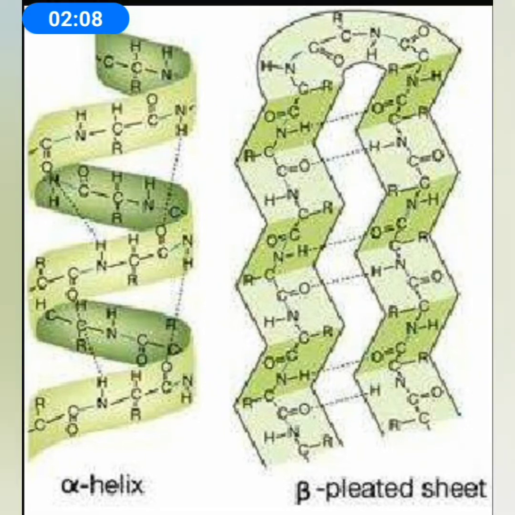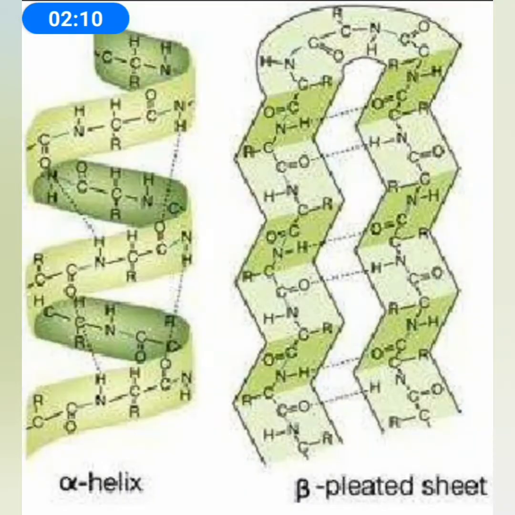Let me show you again here. Suppose this is one sheet, the first sheet here, this is the second sheet, then the third sheet. It's like when you fold a paper and then open it again, it will look like this. The way these beta sheets are formed is why they are referred to as beta pleated sheets.